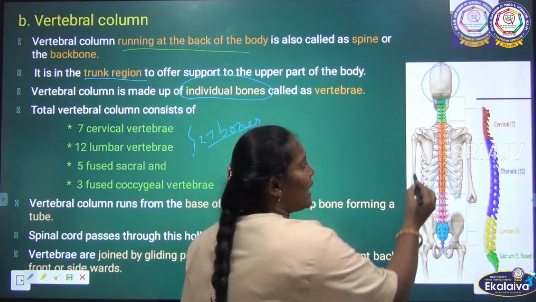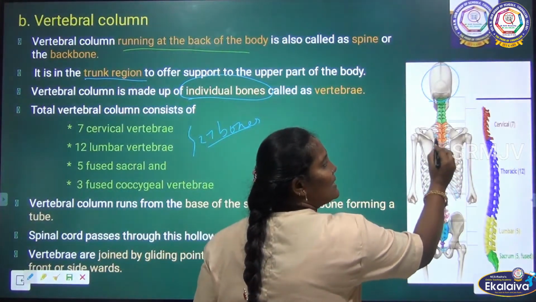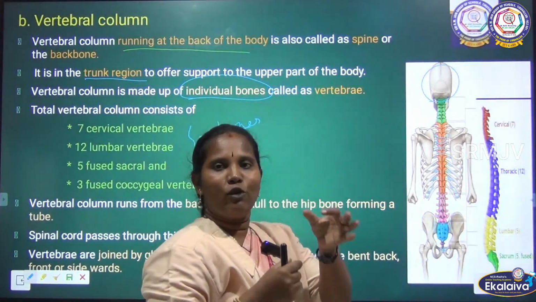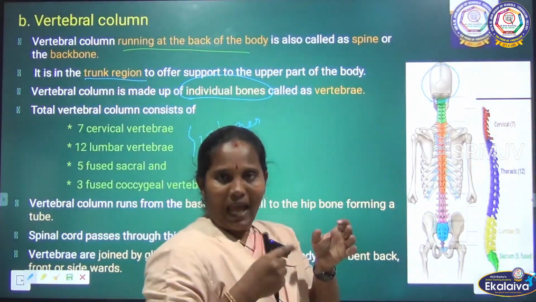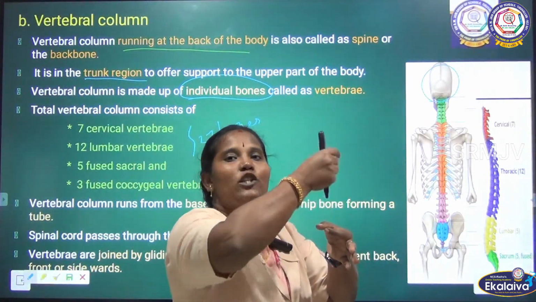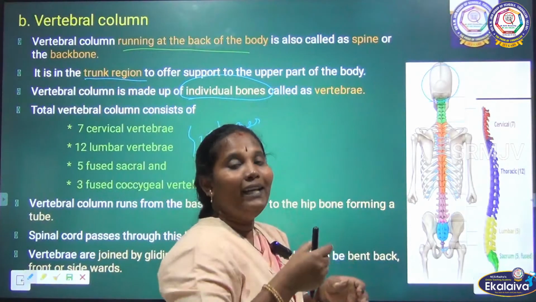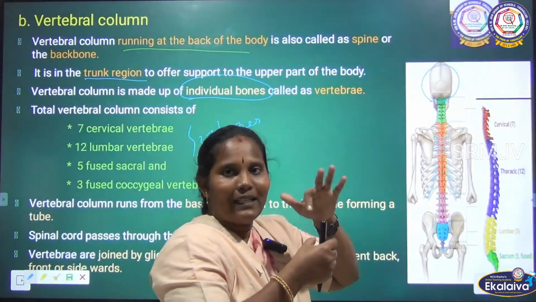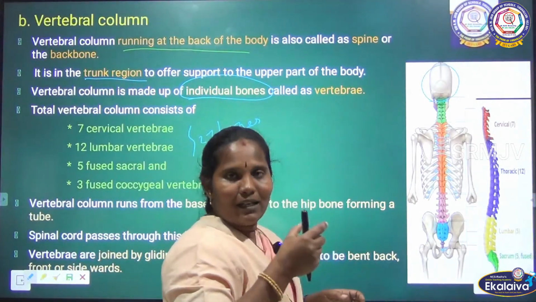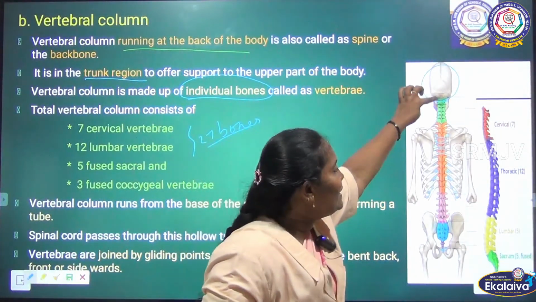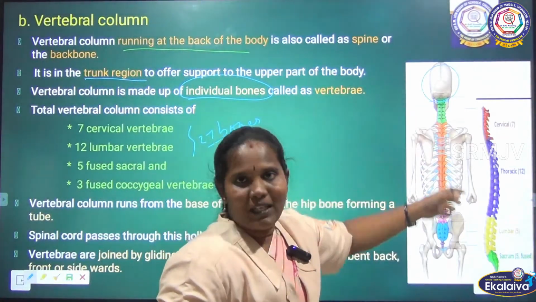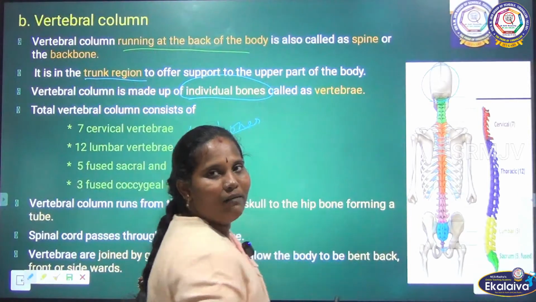Actually, each and every bone is a separate bone. Just like we use beads to make a garland, the separate vertebrae are arranged one by one, and it makes a hole inside the vertebral column. In that empty space inside, our spinal cord is running through. Clear? This is our vertebral column.